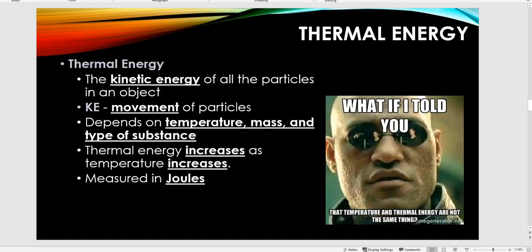Thermal energy, we know, is heat energy. The kinetic energy of all particles in an object. Kinetic energy is movement. Remember, potential energy is stored energy. This depends on three things: temperature, mass, and type of substance. I'm going to say it again, put a star by that bullet point. Heat energy or thermal energy depends on temperature, mass, and type of substance. So let's see those relationships. Thermal energy will increase as temperature increases. Again, that's directly proportional. It is measured in joules.